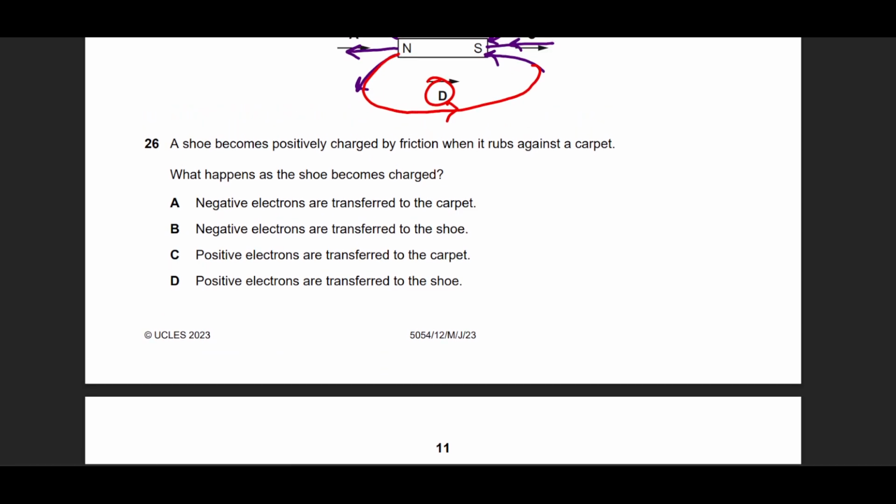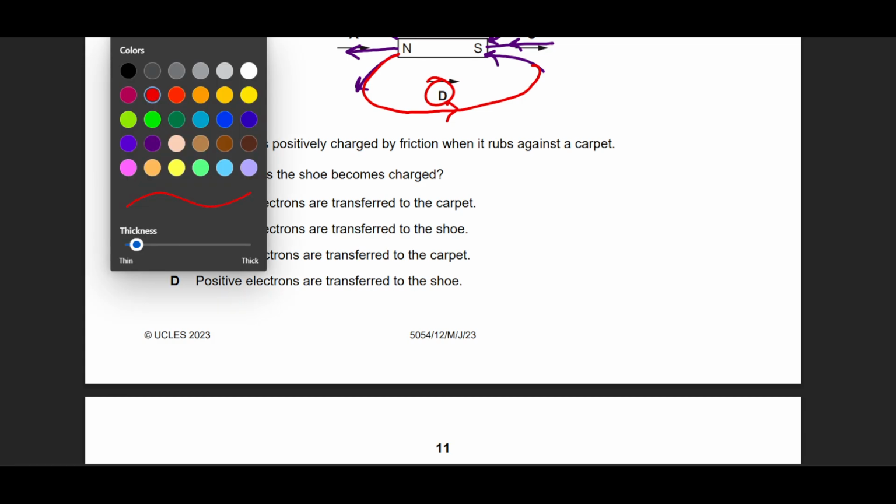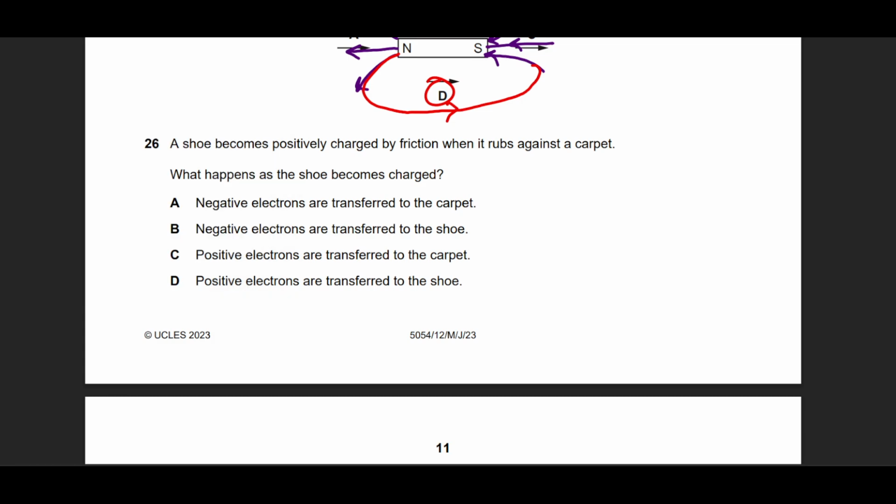Question number 26, he says, a shoe becomes... now this is where static electricity becomes interesting. He will tell you which one is positive and which one is negative. Then you have to make a decision on how that has happened. So there is a carpet and a person is walking on it, and while walking, the shoe gets a positive charge. This is what the situation has told me. So if the shoe has a positive charge, then what's the charge on the carpet? It's going to be a negative charge.